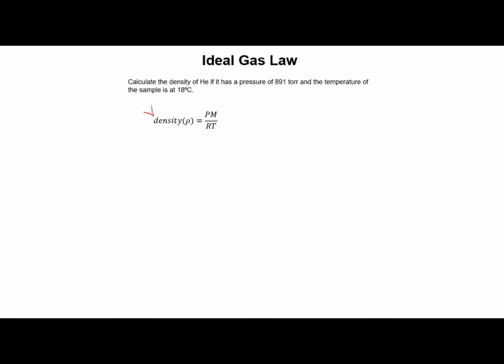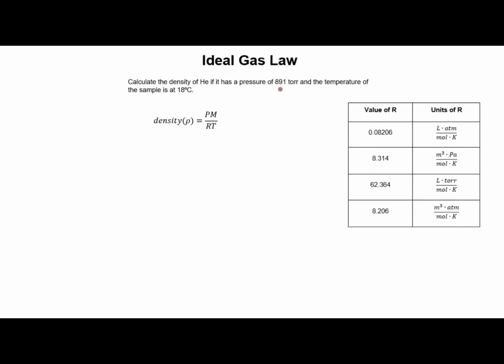Here it is right here. So density is simply the pressure times the molar mass of the gas. Here is our universal gas constant and temperature. We will need to choose an appropriate value for R. Because we are given pressure in torr, I am going to choose this value for R because it also has pressure in torr. Let's plug our numbers in.